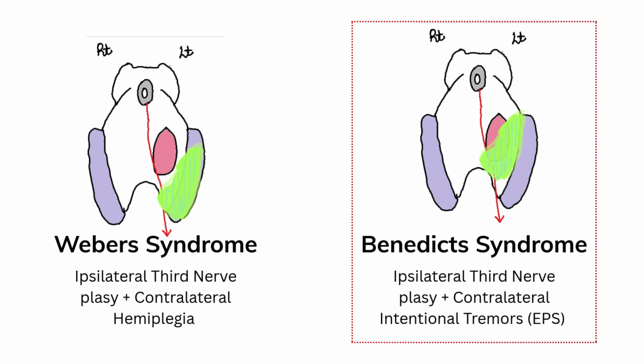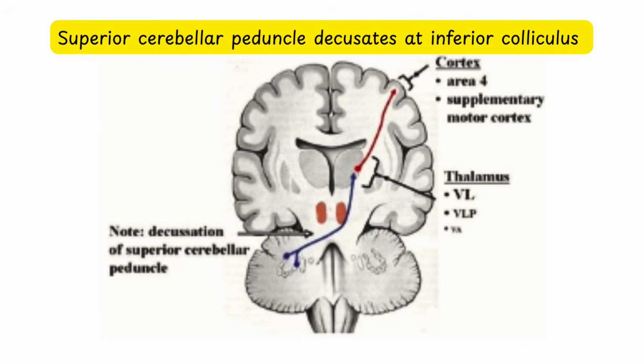Before discussing the next two syndromes, let's review the decussations of the superior cerebellar peduncle. The cerebellum connects to the brainstem through three peduncles. The superior cerebellar peduncle decussates at the level of the inferior colliculus and then ascends to the red nucleus, to the thalamus, and finally to the cortex.